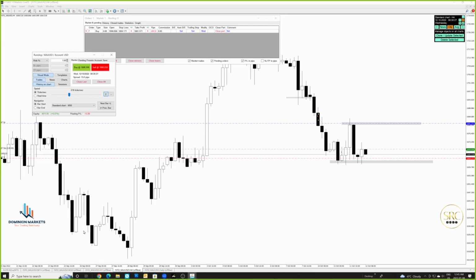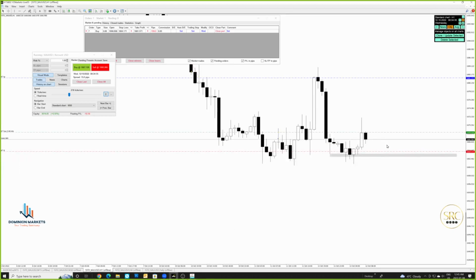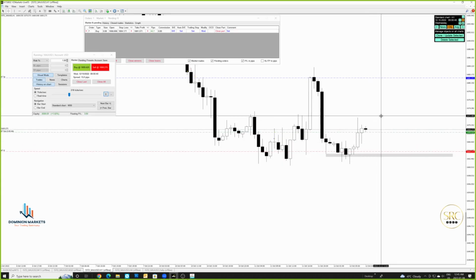But if price has to move up, it has to respect the previous low of the 1-hour candle. This low right here. It has to respect this low. That's the only reason why price should continue pushing up. That's the only way we should continue to push up.